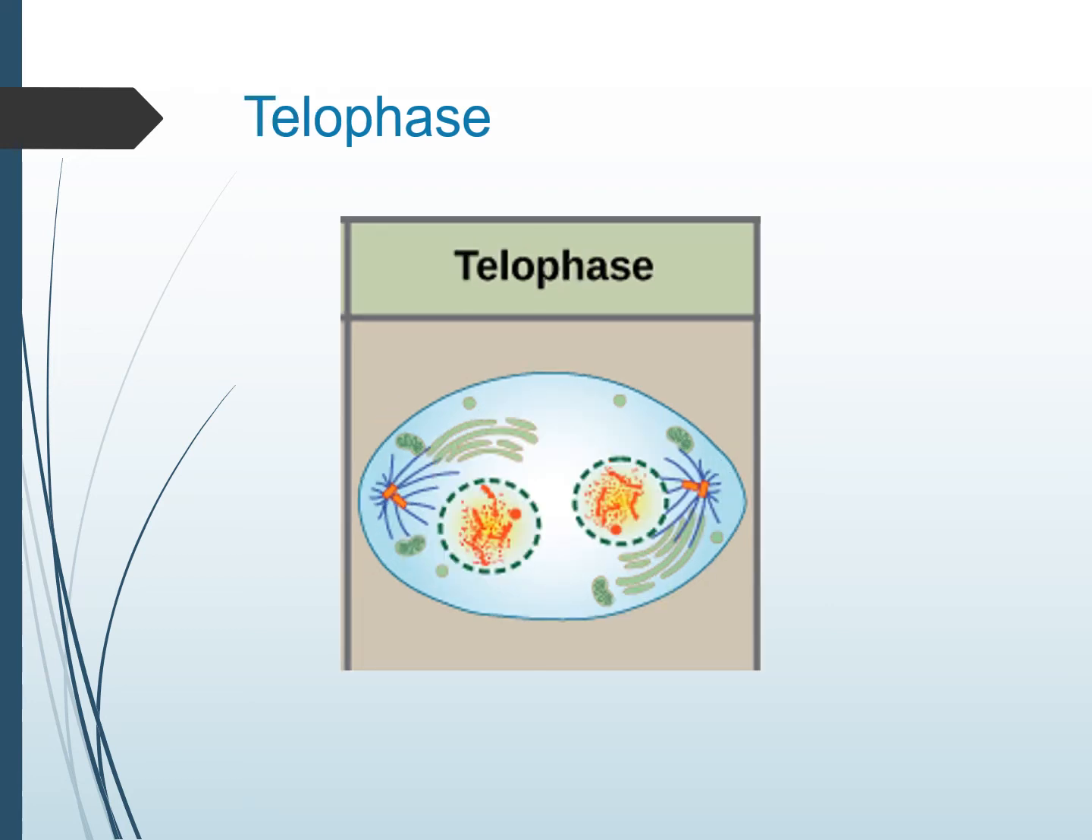During telophase, the chromosomes are now at the 2 opposite poles and are each surrounded by a new nuclear membrane. At this point, there is still only 1 cell, but it has 2 nuclei. You can use the T in telophase and the T in 2 to help remember this.